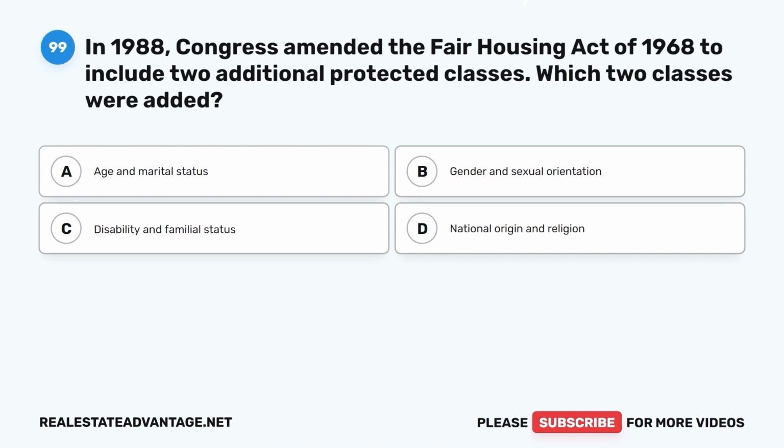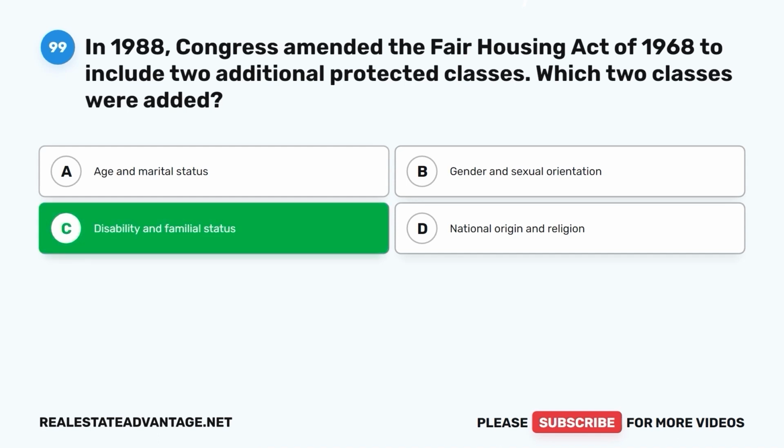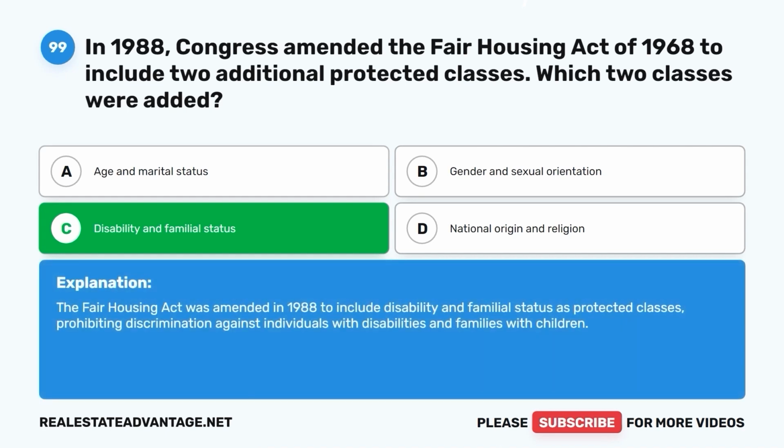A. Age and marital status. B. Gender and sexual orientation. C. Disability and familial status. D. National origin and religion. The correct answer is C. Disability and familial status. The Fair Housing Act was amended in 1988 to include disability and familial status as protected classes, prohibiting discrimination against individuals with disabilities and families with children.